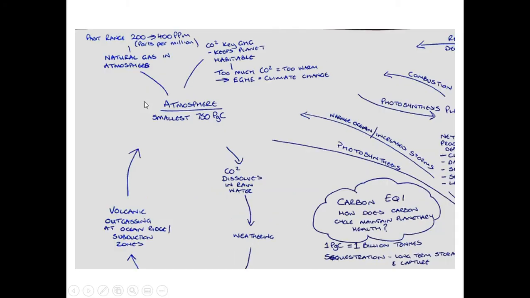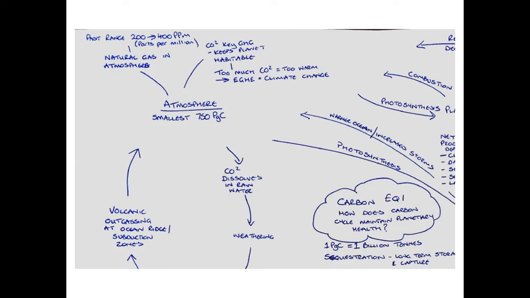Moving on, we look at the atmospheric store. Now this is the smallest of all stores, 750 petagrams of carbon. It is completely tiny, particularly when compared to the geological store. And there are a number of ways in which carbon can be inputted or outputted out of the carbon system.